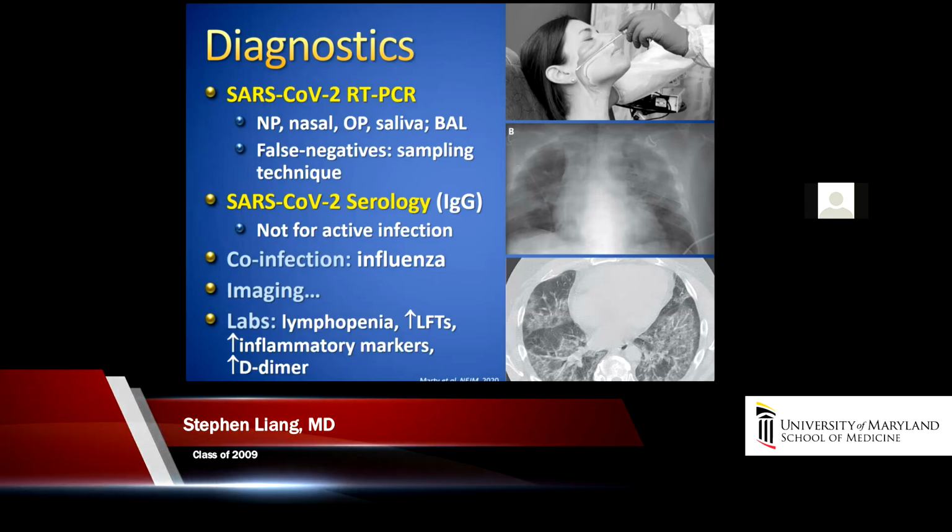As far as imaging, your chest x-ray will show this typical viral pneumonitis if someone has progressed to that stage, and certainly the CT can show non-specific ground glass opacities that are thought to be related to a viral pneumonitis from this infection. The labs, you've heard about the low white count, particularly lymphopenia, certainly the elevated LFTs, inflammatory markers, and D-dimer.